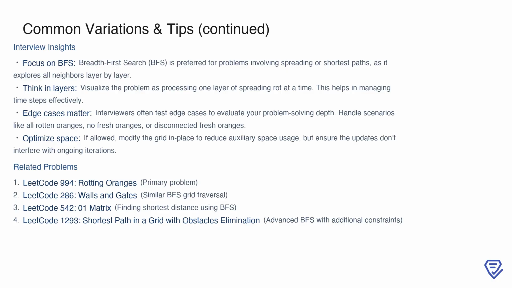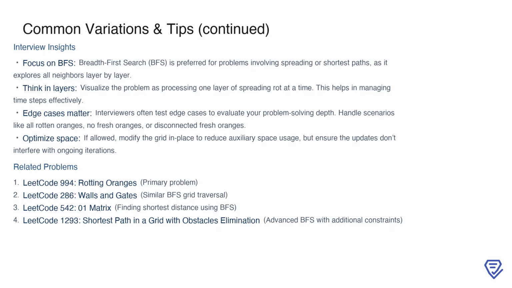Edge cases are another area interviewers often focus on, so it's vital to handle situations like all rotten oranges, no fresh oranges, or fresh oranges that are disconnected from the rotten ones. Lastly, while optimizing space, you might consider modifying the grid in place to reduce auxiliary space usage. Just be careful to avoid interfering with ongoing iterations, as it might lead to incorrect results.